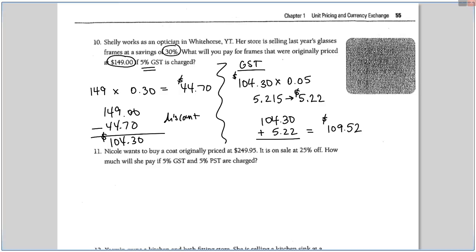Okay, so what's happening in this question? Let's reiterate. So there's 2%. Make them decimals. For the percentage of the discount, you subtract. For the percentage of the tax, you add.